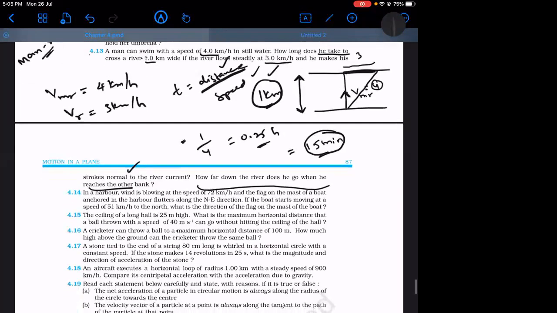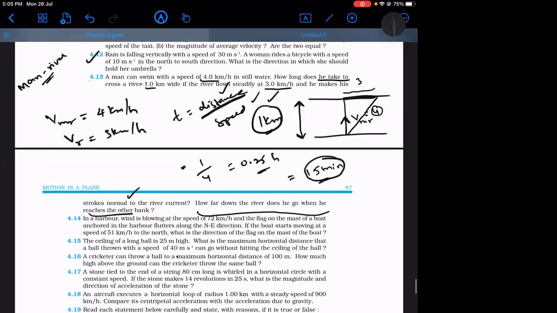He takes 15 minutes to cross the river. How far down the river does he go when he reaches the other bank? So what is the distance between AB is what they are asking. So AB is equal to speed into time. Which speed is making him move in the horizontal direction? It is the speed of the river. So 3 into 1 by 4. The 3 is in kilometers, right? So he moves by a distance of 0.75 kilometer in the horizontal direction. That is 3/4 of a kilometer.